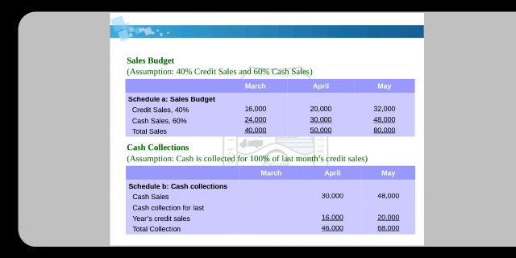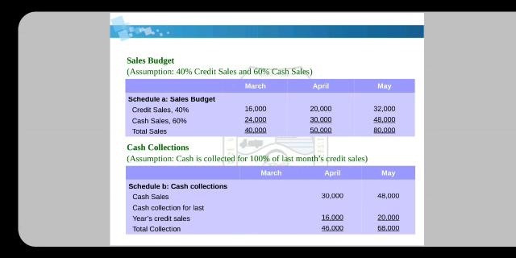So in total, for March it is 40% of 40,000 and 60% of 40,000. For April, 40% of 50,000 and 60% of 50,000. And for May, 40% of 80,000 and 60% of 80,000. So this is Schedule A, that is the sales budget.